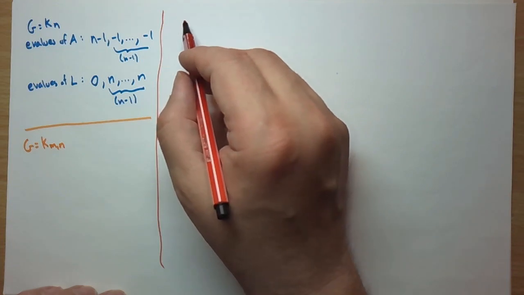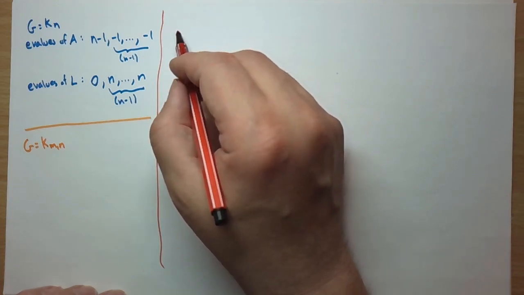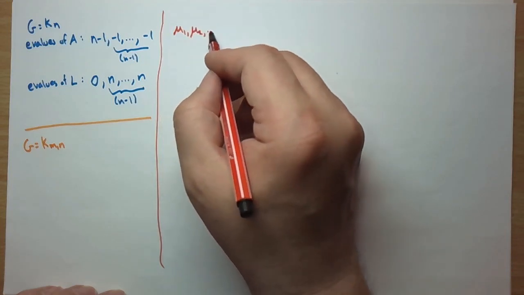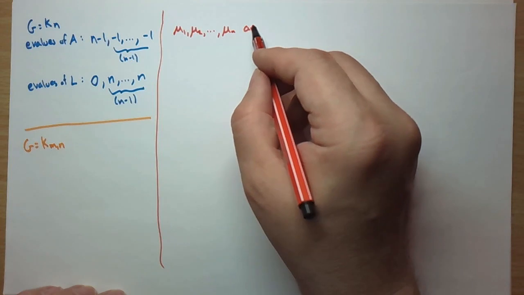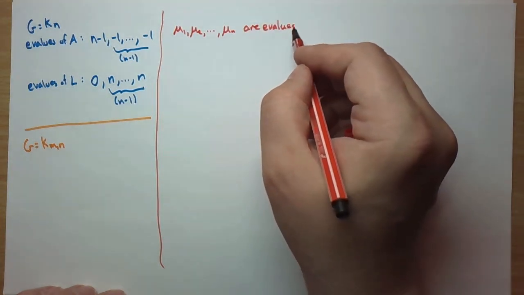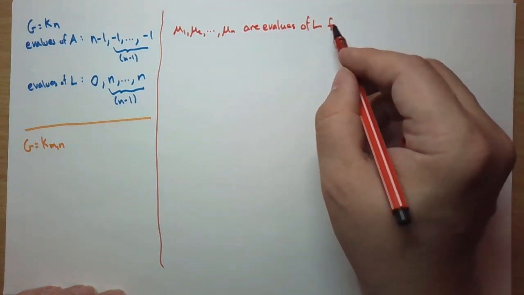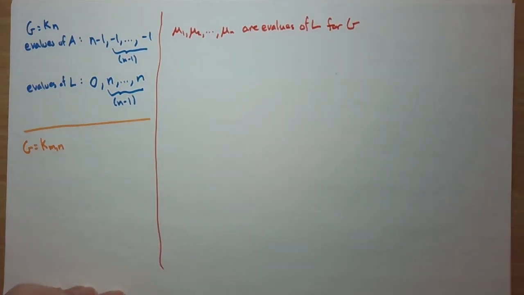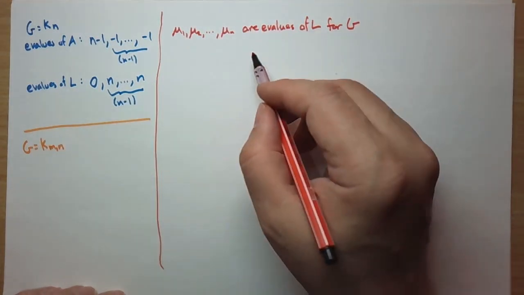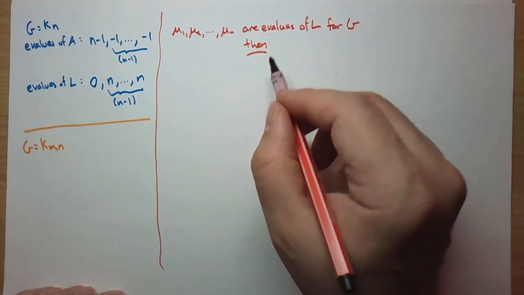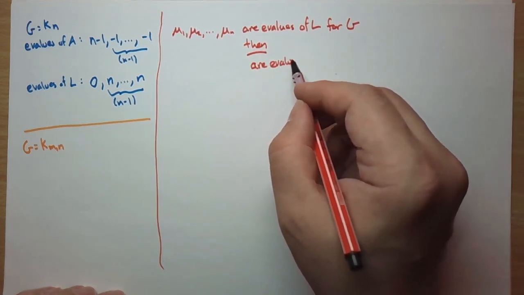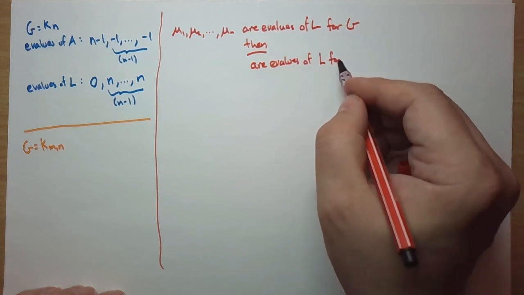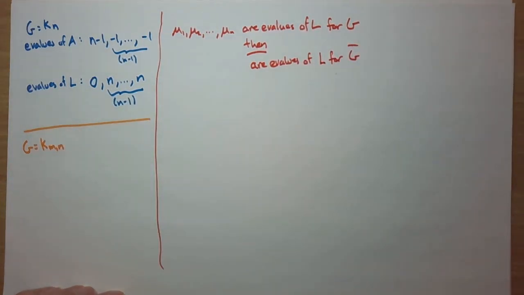All right, so let's suppose we have mu 1, mu 2, up to mu n are the eigenvalues of L for G. Now, I want to ask the question, what are the eigenvalues of L for G complement? Okay. Is it possible? So we should think about this.